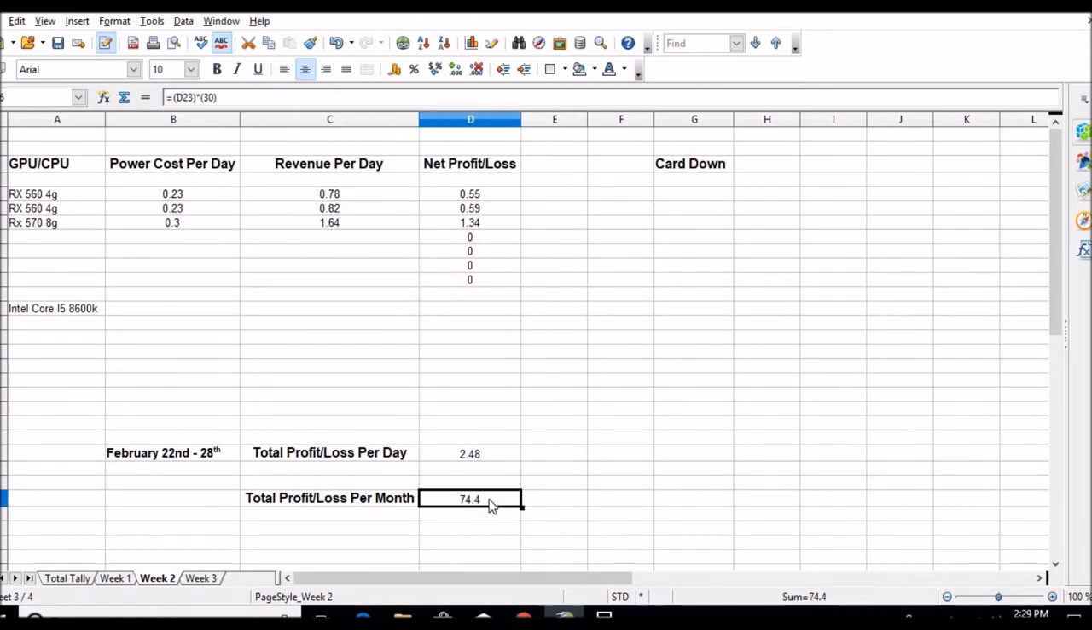So that's a pretty good bump this card did, even without the other card working. If you look at my previous videos, I think that was like mid 40s. So this card has brought it up to the mid 70s, another $30 a month. Pretty good.